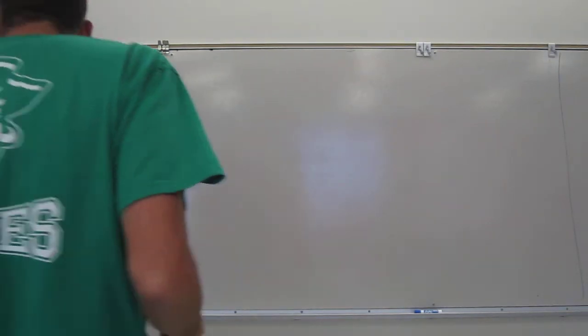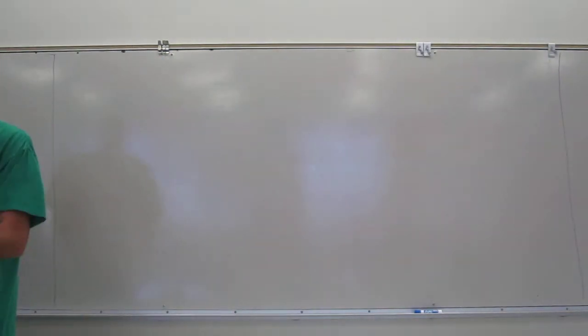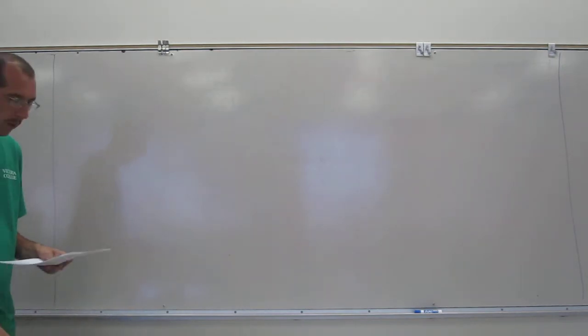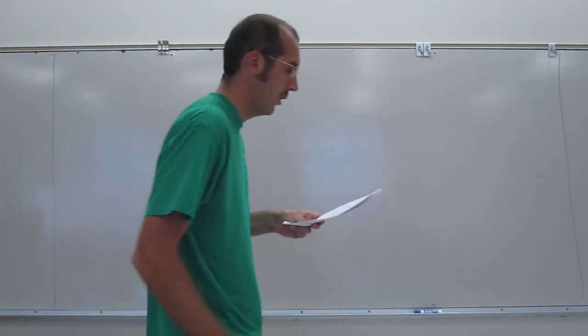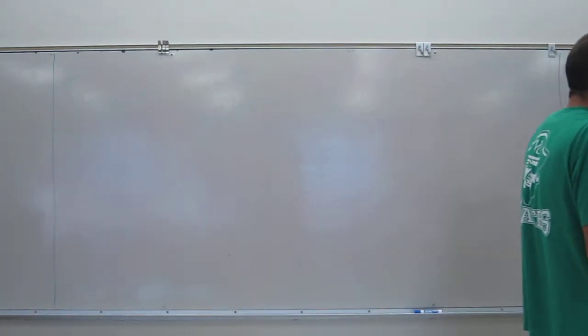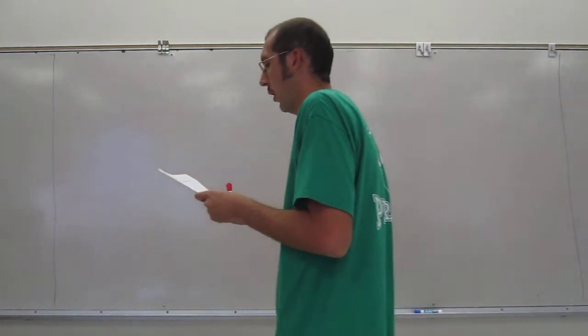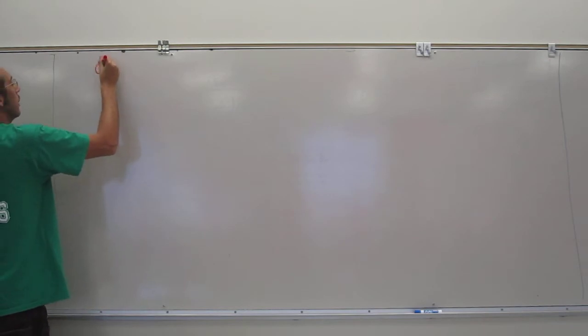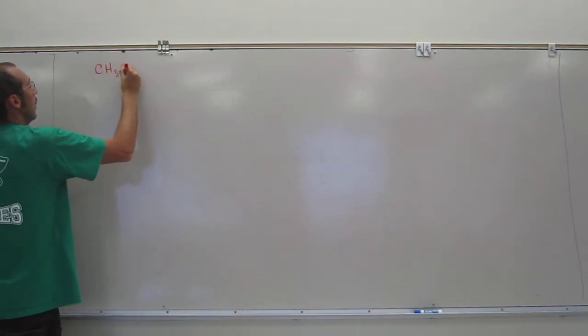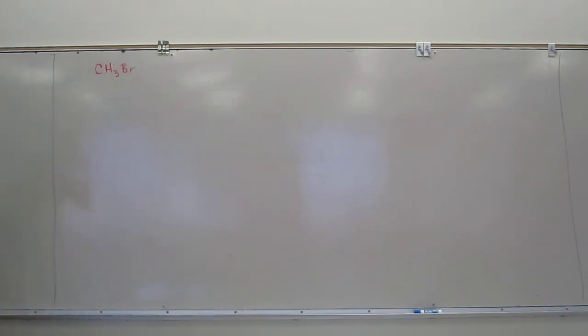Okay, let's try this VSEPR theory problem. It says, show in detail every step in the formation of the compound methyl bromide, CH3Br, from its elements using Lewis dot structures. So that's part A. Show in detail every step of the formation of CH3Br from its constituent elements using Lewis dot structures.